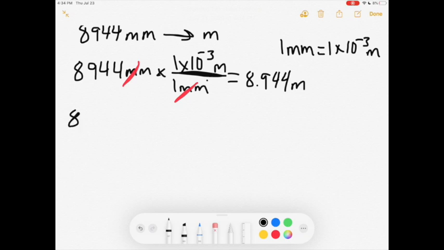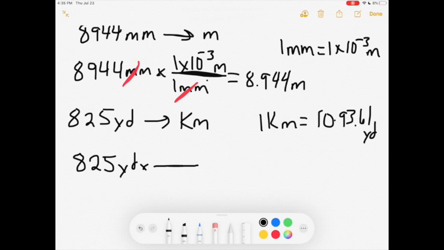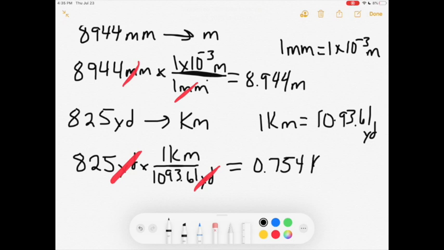Okay, one more. 825 yards. We want to know what that is in kilometers, so you can look at your conversion factor sheet and see 1 kilometer is equal to 1,093.61 yards. So I start with my 825 yards, and put in my conversion factor. I want yards to cancel, so I'm going to put 1093.61 on the bottom, 1 kilometer on the top. Yards are going to cancel, and that gives me 0.754 kilometers.